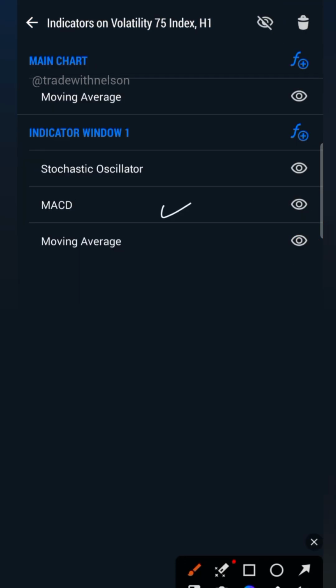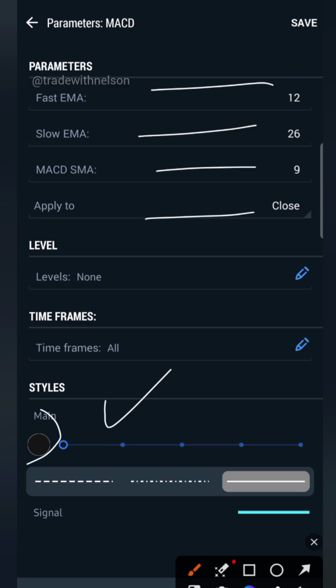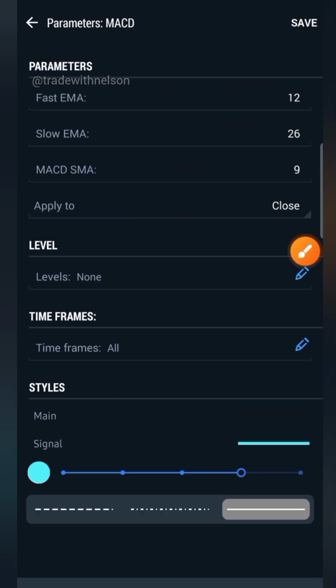The next indicator is MACD. Select that, click on the F icon on the indicators window 1 and search for your MACD. Make the fast EMA 12, slow EMA 26, MACD SMA 9. Apply to close. For the style, main style color of your choice, signal style make it color blue and make it 4px. After that, you click on save.